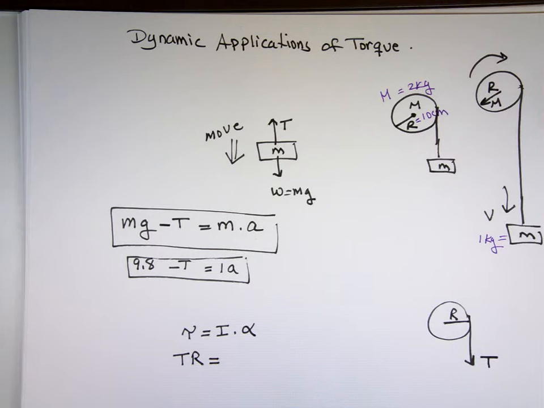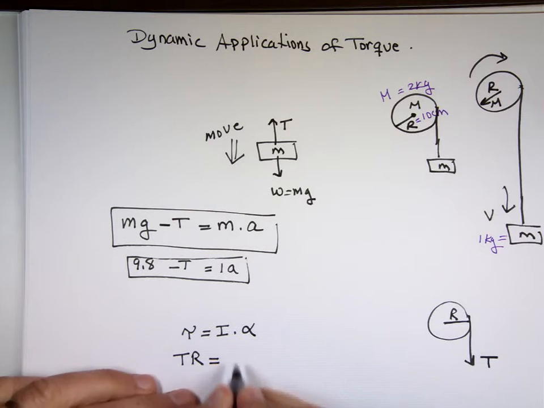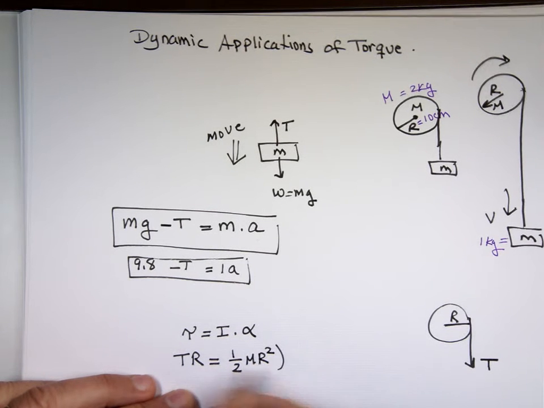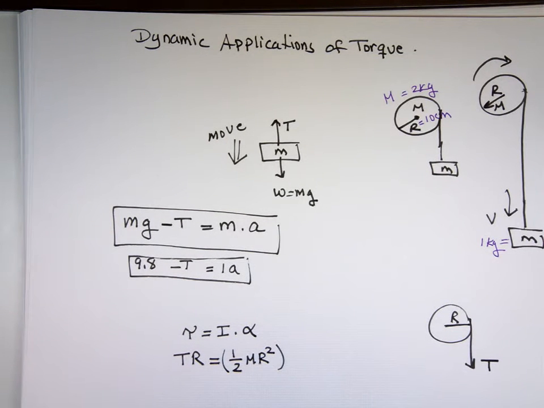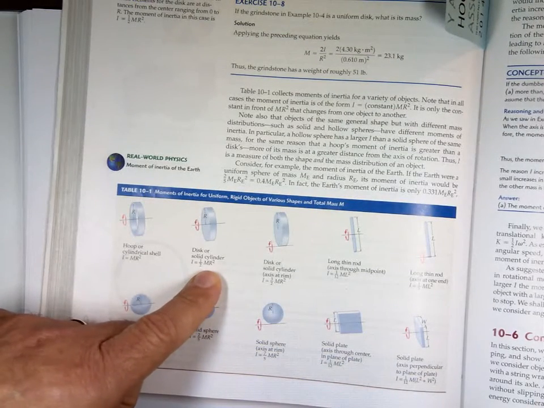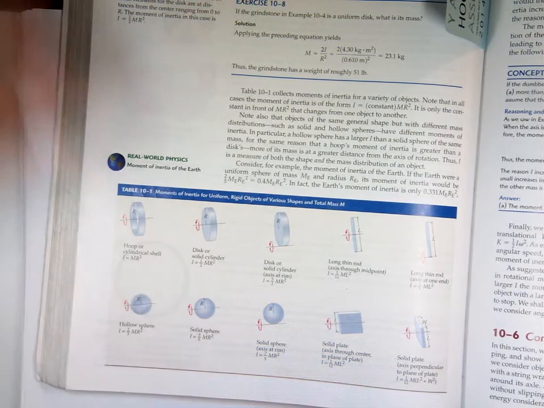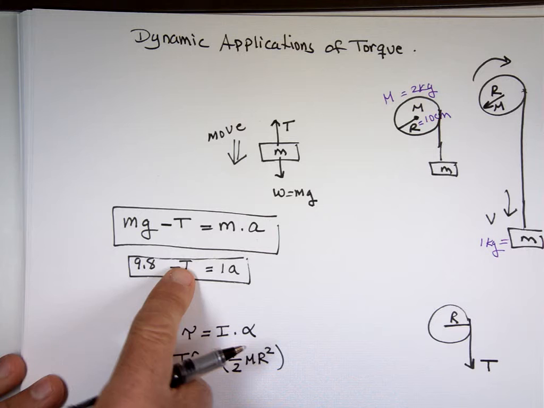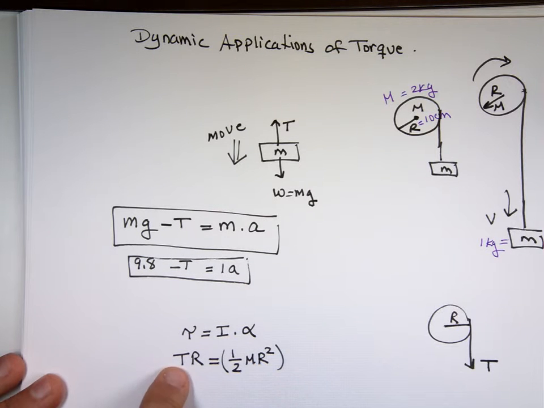Inertia. Let's assume that's a solid disk. If it's a solid disk, the inertia for that is 1/2 mr squared. From the table. I have extra copies in my office for these inertias if you need them. It's in the book there. I know not all of you have the book, so I can get you a copy of that. And times alpha. Well, alpha doesn't help me because the first equation has T and A in it. This has now T and alpha.